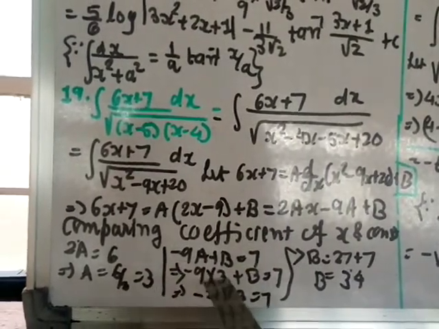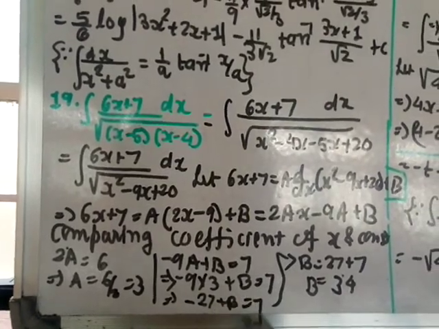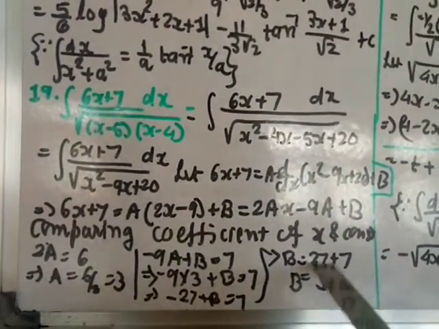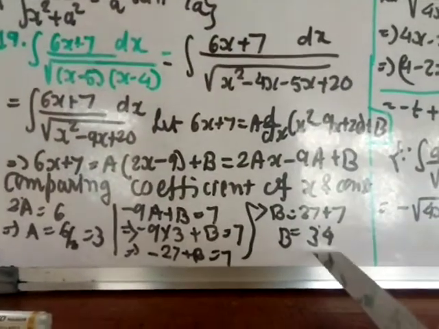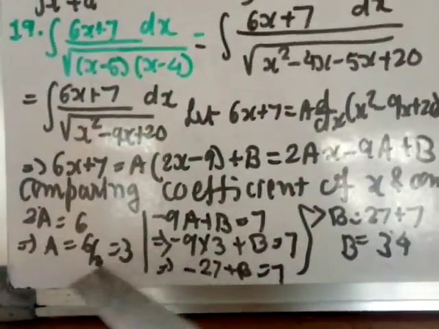A value from here you put 3. So 9 into 3 is 27, minus 27 plus b equals 7. Minus 27 transfers here and becomes plus. Okay, and when you add up you get 34. So you get b value as 34 and a value as 3. So both the values you found.